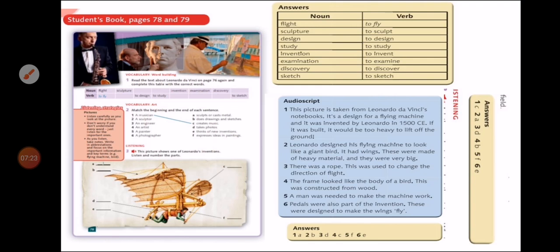E. Now E راح تكون number 3. There was a rope اللي حطينا D اللي هو rope, okay? B اللي هو giant bird اللي راح يكون ايش؟ عبارة عن ايش؟ wings. B راح نكتبها wings, okay? D راح نكتب عندي ايش؟ rope, R-O-P-E, okay? Number 4 اللي هي راح تكون E, okay? Now the frame looked like the body of a bird. This was constructed from wood.